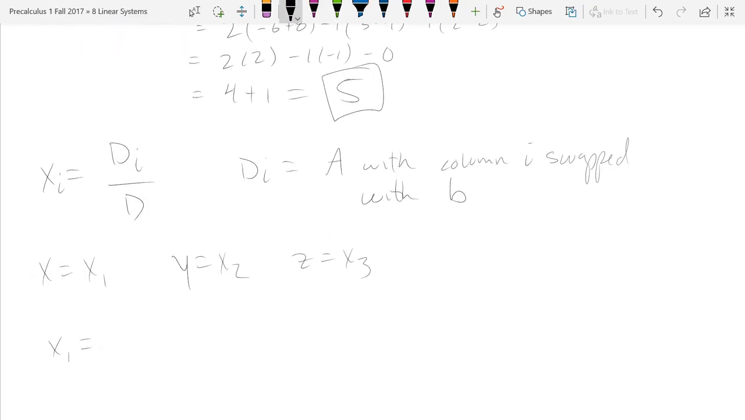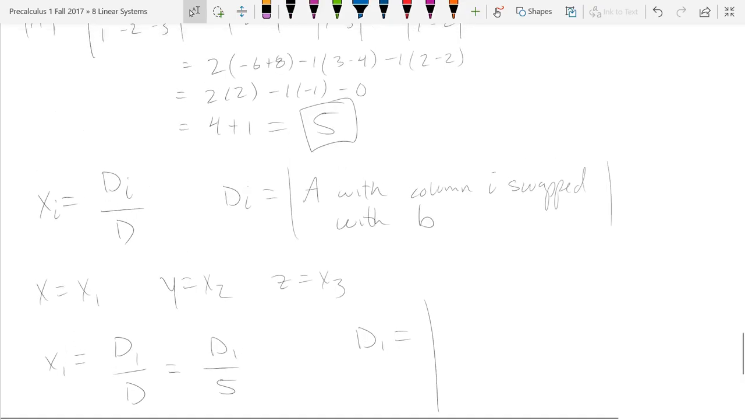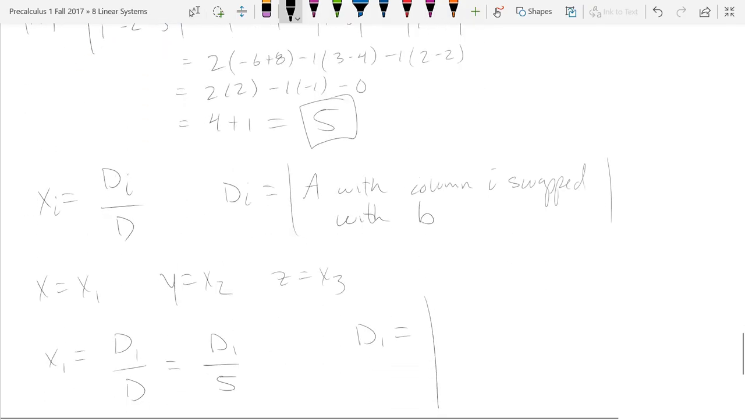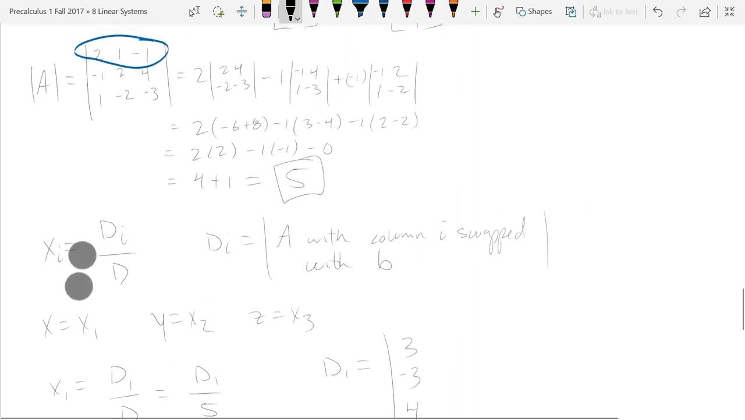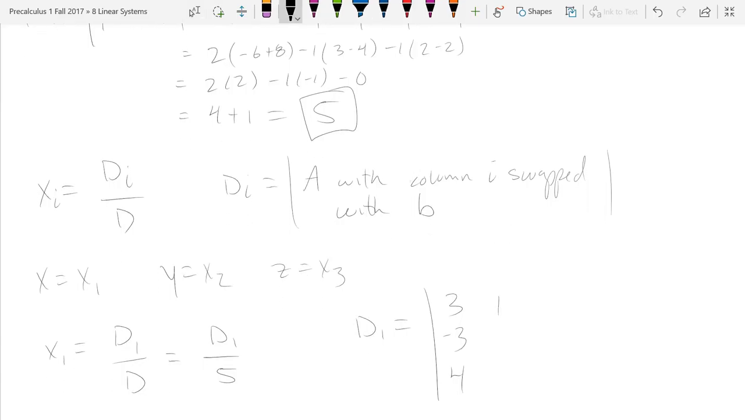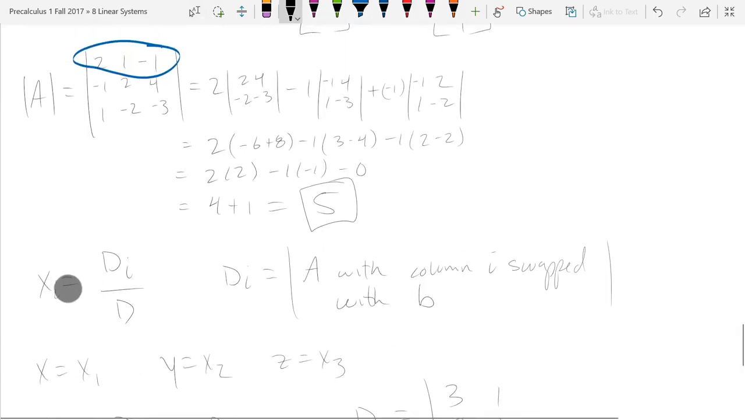So we'll go for x1 first. x1 is going to be D1 over D. We know the determinant D is 5. D1, however, we need to compute. It's going to be the determinant of the matrix A, except column 1 is swapped with 3, negative 3, 4. The second column will be 1, 2, negative 2, and the third column, negative 1, 4, negative 3.